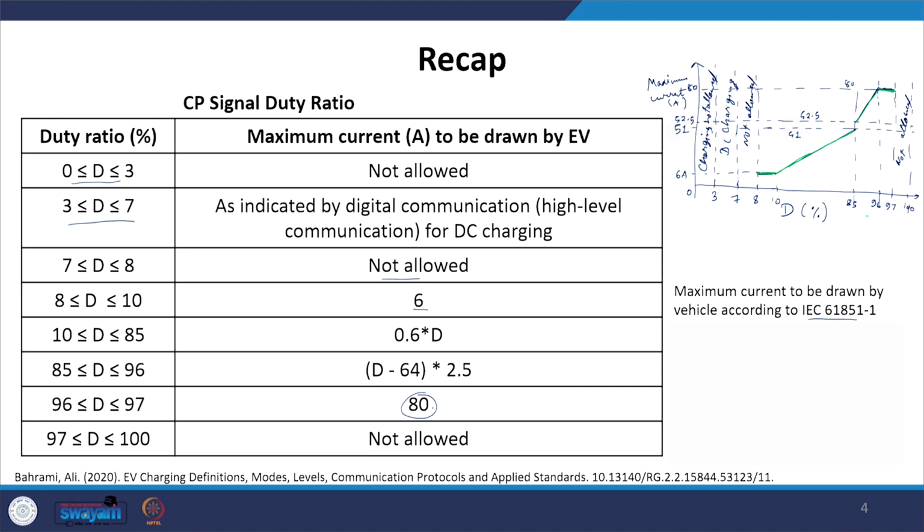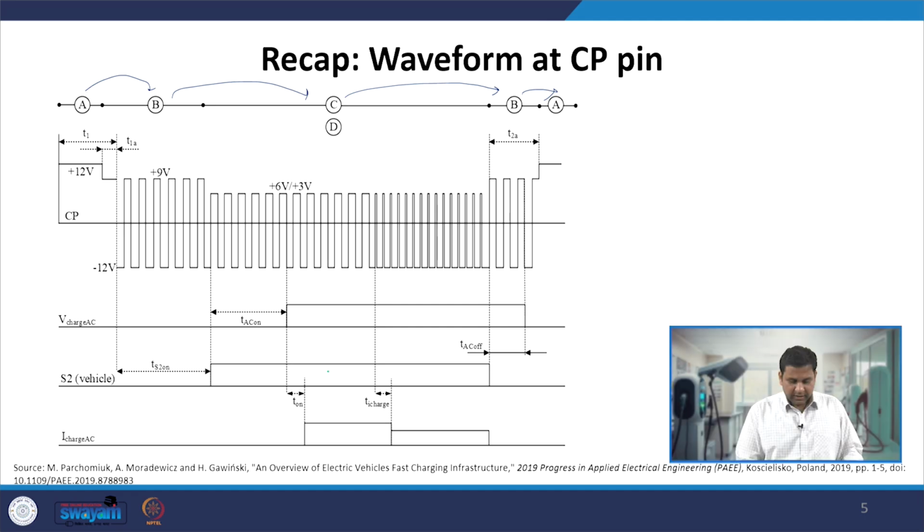So depending upon the duty ratio, the EVSE will tell the EV the maximum current it can allow, and that is when the vehicle BMS will decide what the current should be within that maximum current limit to demand from the EVSE. Similarly, the current being demanded must be less than the maximum current which is allowed by the vehicle to be drawn from the EVSE.